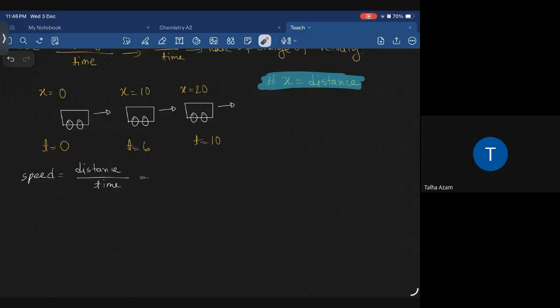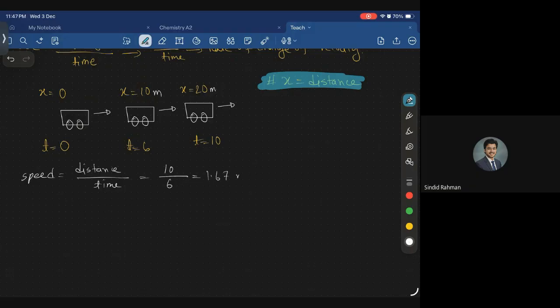Can you tell me how far this car has traveled after 6 seconds? It will be 10. Yes, it has traveled 10 meters. So we write 10, and for the time, it's 6 seconds. So basically 10 divided by 6, right? This will give me exactly 1.67. This is meter per second. This is speed. Clear? Yeah, that's clear.